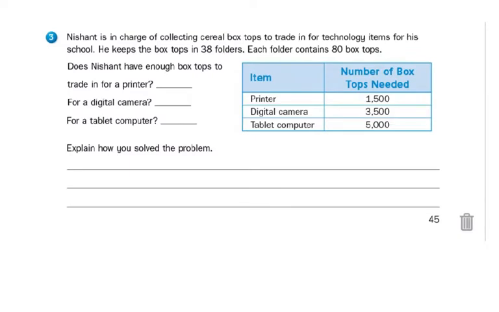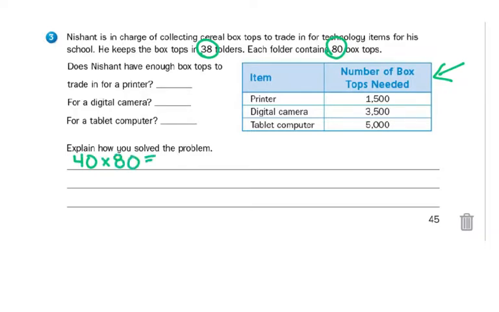Number 3. Nishant is in charge of collecting cereal box tops to trade in for technology items for his school. He keeps the box tops in 38 folders, and each folder contains 80 box tops. Well, let's see, first of all, approximately how many box tops is that before we even begin looking at this table. So he keeps 38 folders, which is closer to what, 30 or 40? 40, and each folder contains 80 box tops.